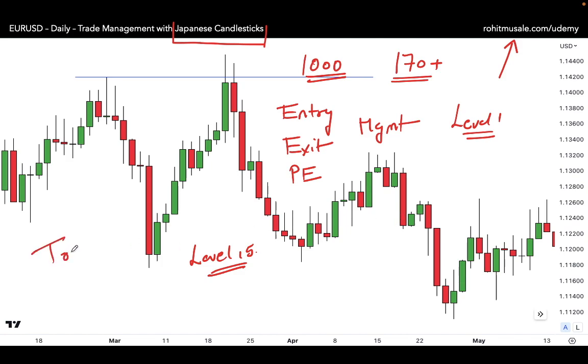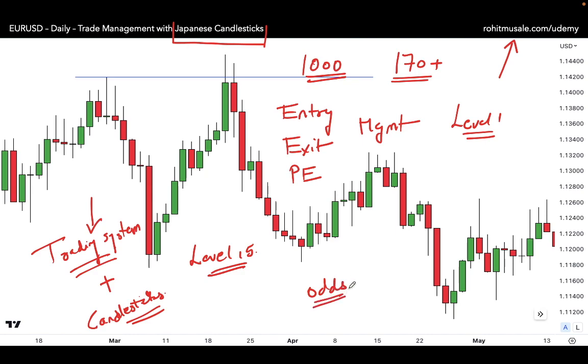If you are already using some trading system, continue using that trading system because you have mastered it over a period of time. However, add to that this knowledge of candlesticks, that might enhance your success rate because we are trying to put the odds in our favor, and Japanese candlesticks help us to do that.